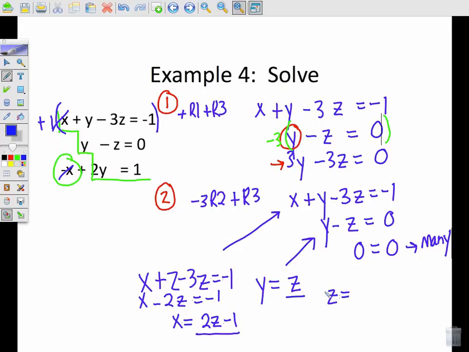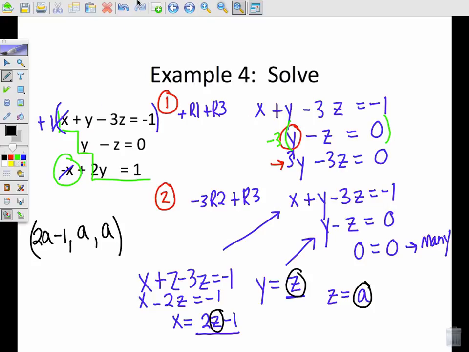Well, what we do is we just let z be some arbitrary point or variable a. And if z is equal to a, then y is equal to a. And x would be 2a minus 1. So final solutions here, I'll put them over here on the left side. We're going to replace a for each of the z's. We let z equal a. So it's x is 2a minus 1, y is a, and z is a. And so for all real numbers a, these ordered triples would be the solution.